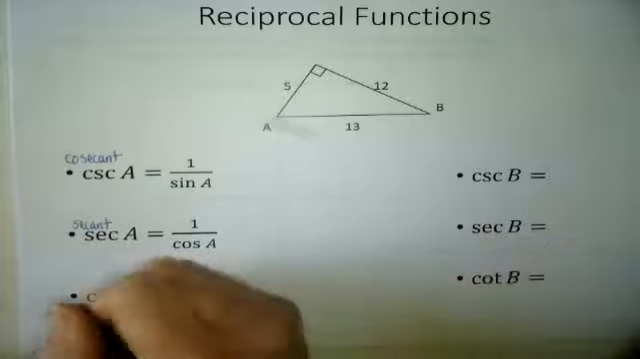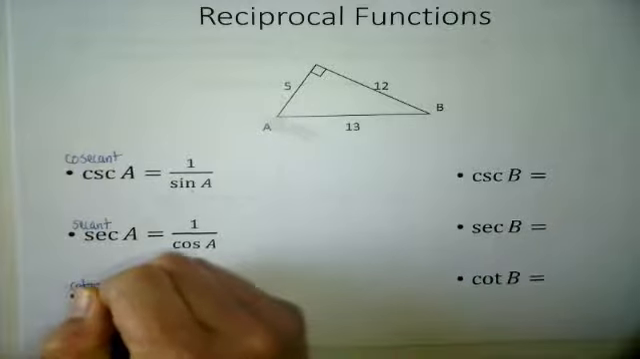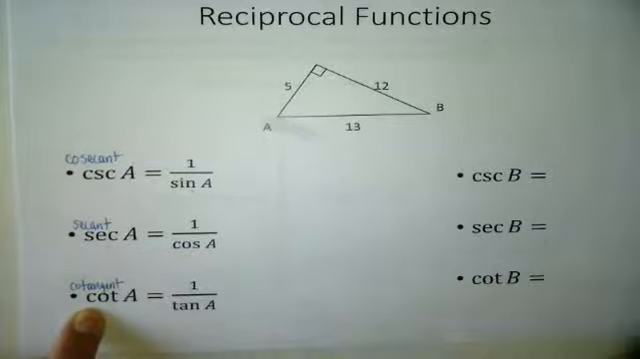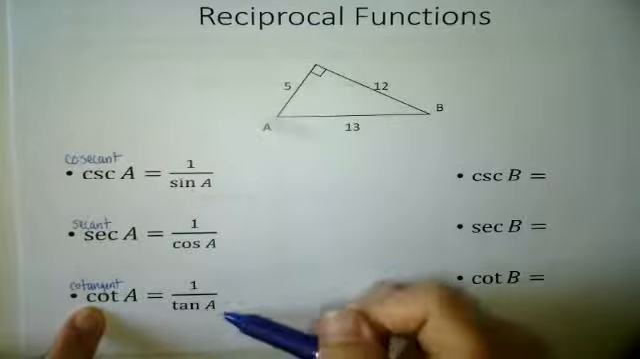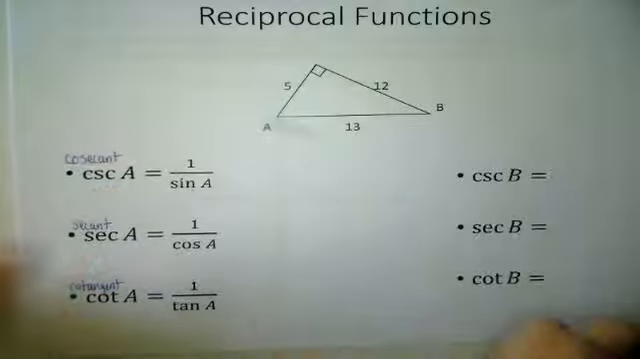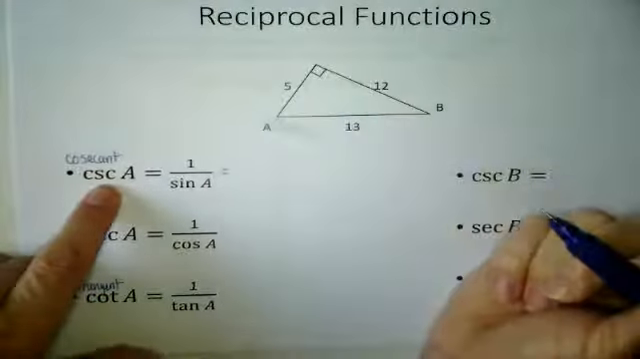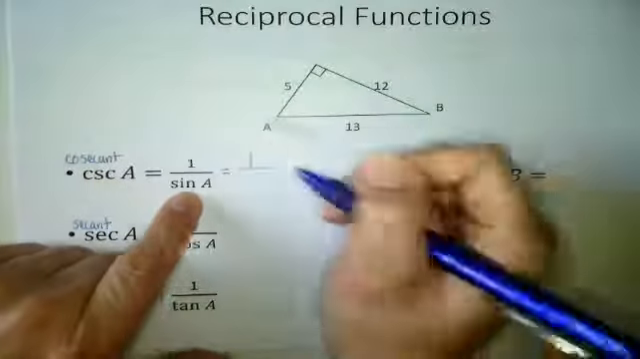Secant of angle A is 1 over the cosine. And this is cotangent. That one's easy. Cotangent of angle A is just 1 over the tangent. So how does that work? Well, let's see. If we want cosecant of angle A, it'd be 1 over the sine.